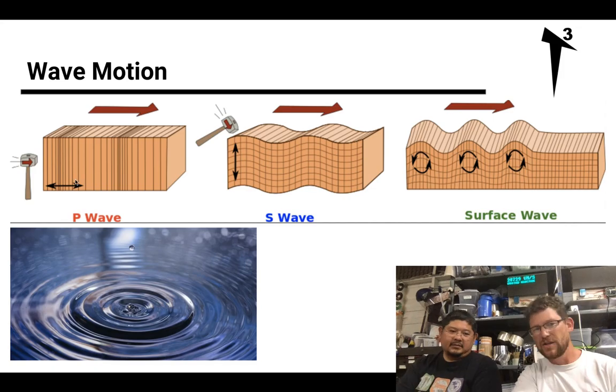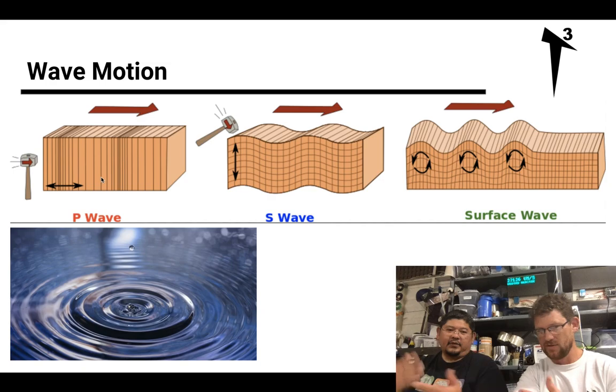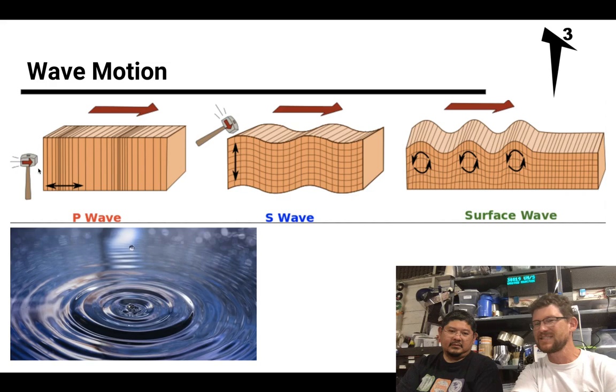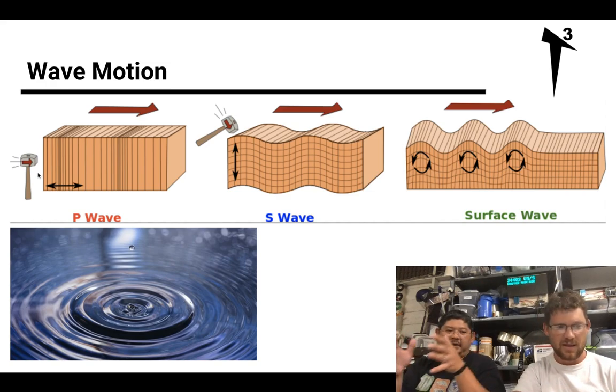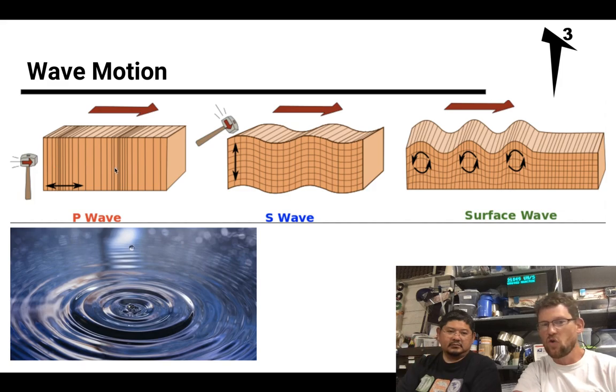So there are three typical waves. The first is called a P wave, a pressure wave or primary wave. A slinky would have been a great example to put in here, or an accordion. When you hit it on one side, the wave travels across that surface. And an S wave is a side-to-side motion.